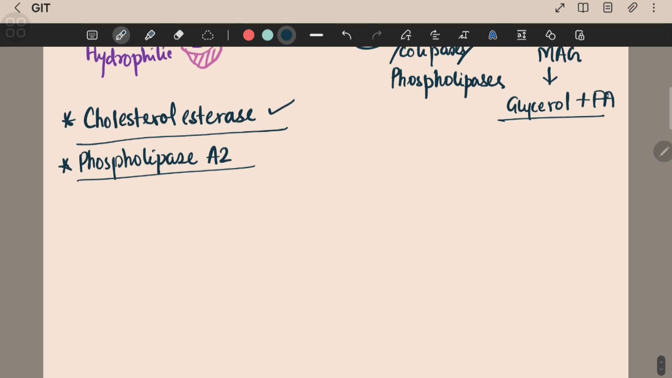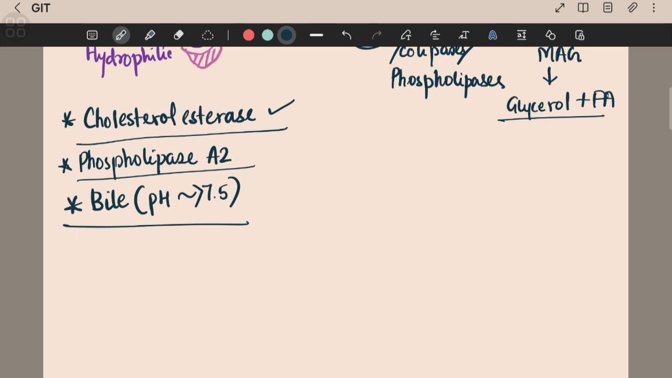Now talking about bile, which requires an alkaline pH. Bile needs a pH of approximately greater than 7.5 at the level of the duodenum. Neutralization will also happen because along with bile, bicarbonate is produced. Bicarbonate will neutralize the acidity of the chyme. And then there will be an isomerase enzyme that will shift the ester bond from position 2 to 1.